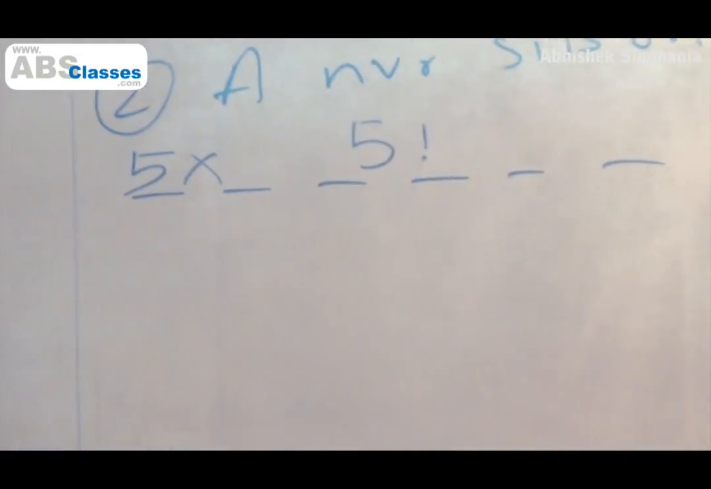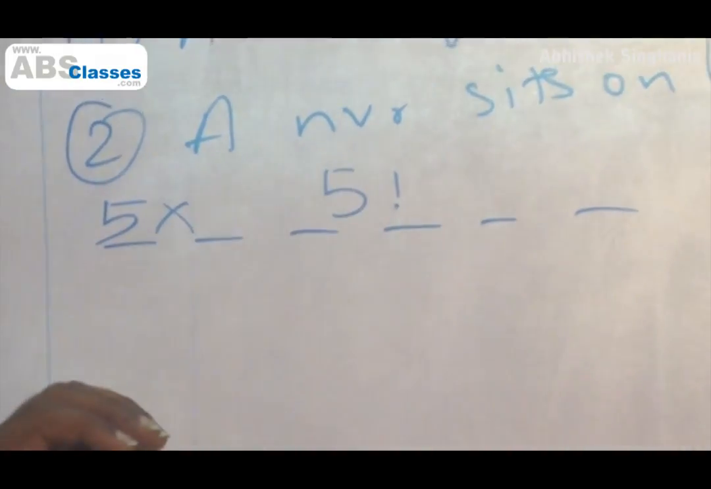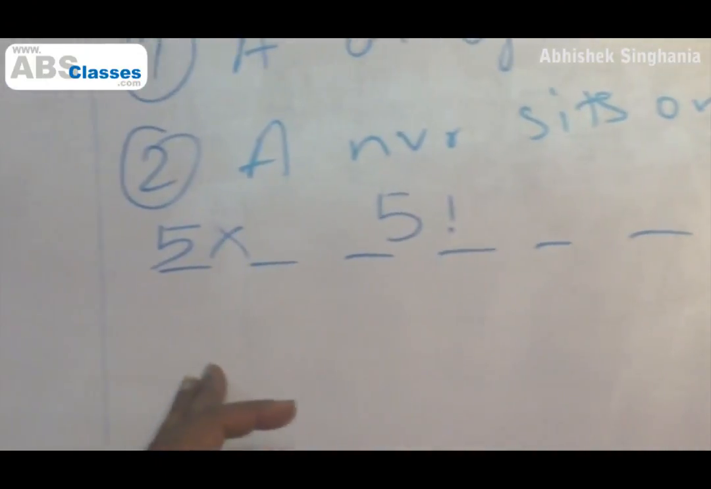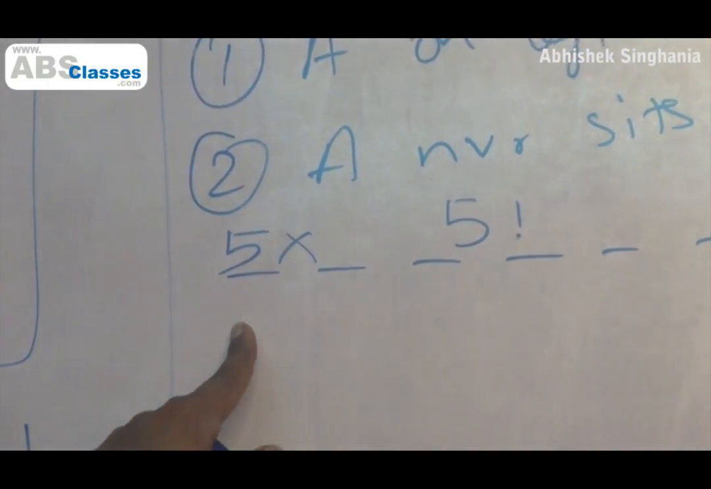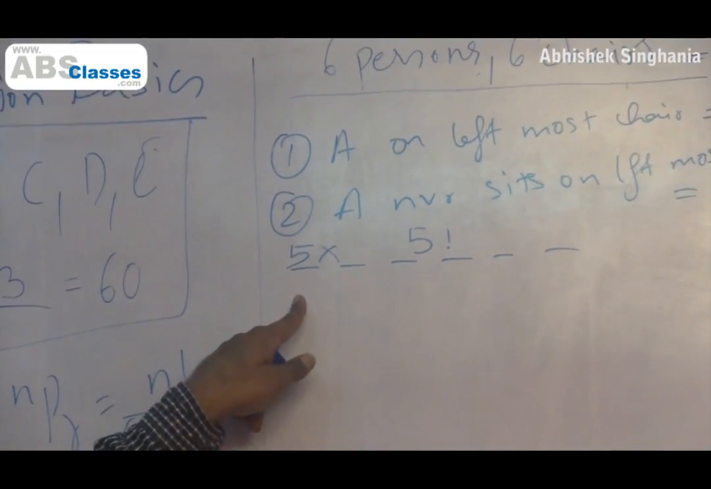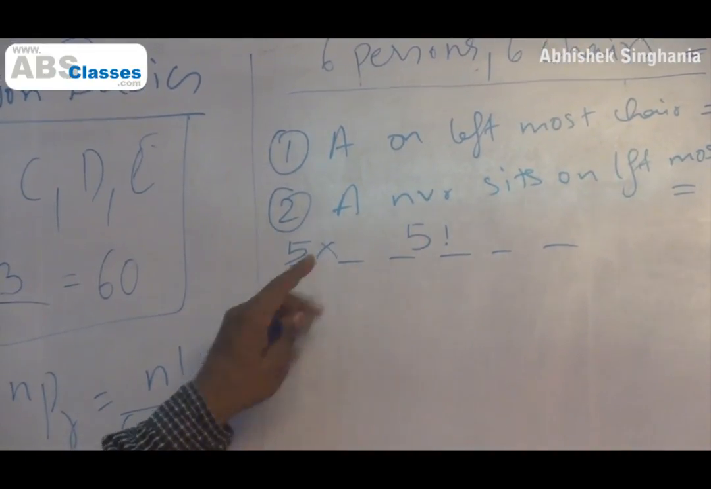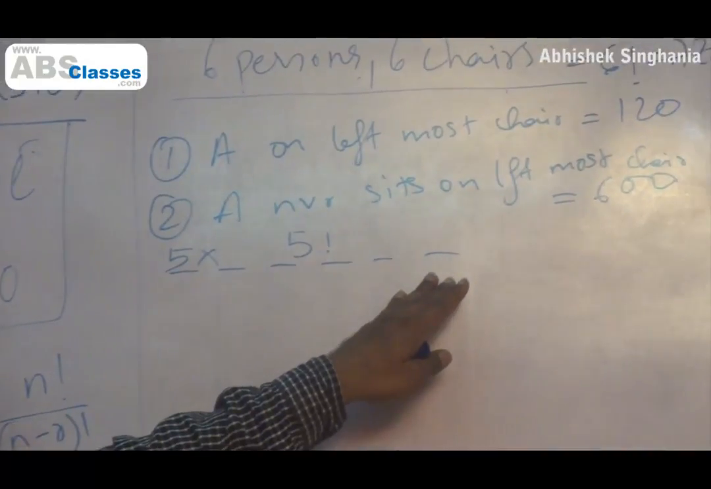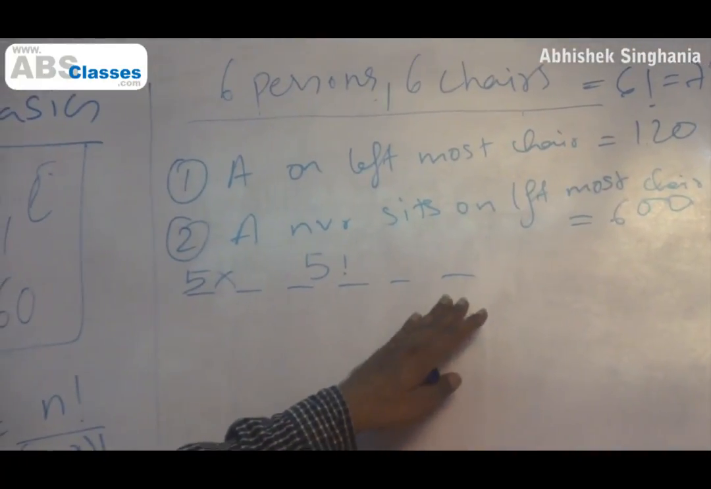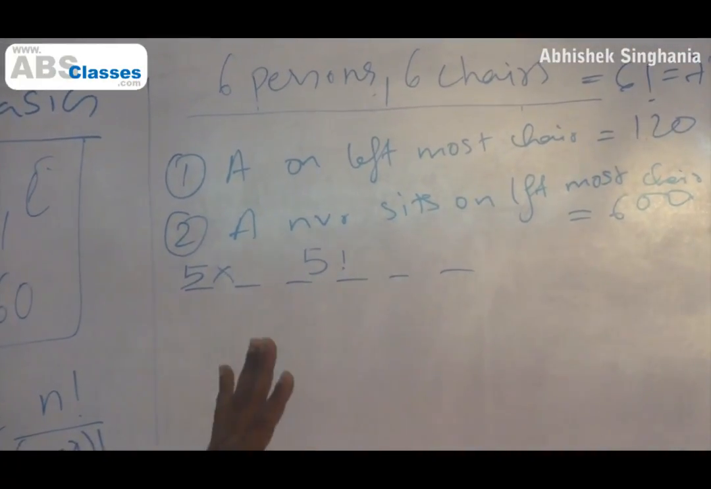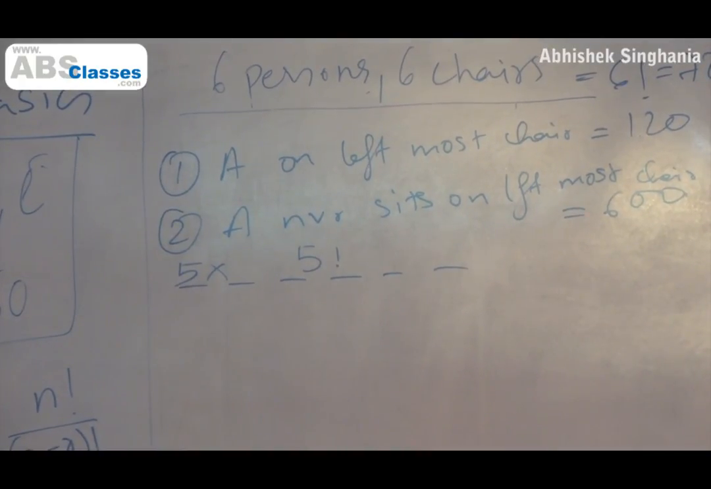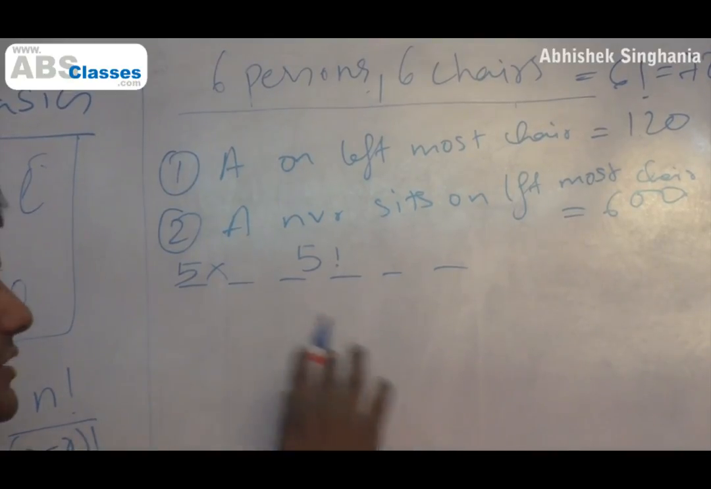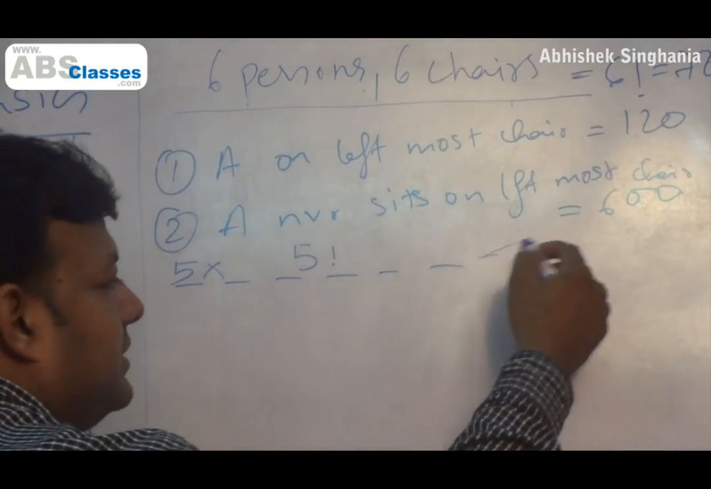Let me go through this again. A never sits on the leftmost chair, but someone has to sit there. Non-A, there are 5 persons. So any of the remaining 5 can sit in the first chair. But if I make one of them sit, I still have 5 persons standing and 5 vacant chairs. In how many ways can I make those 5 persons sit in these 5 chairs? 5 factorial, because there is no constraint. So I can simply use the formula 5P5, 5 factorial. Again I multiply, and I hope you understand by now why I am multiplying, which is equal to 600.